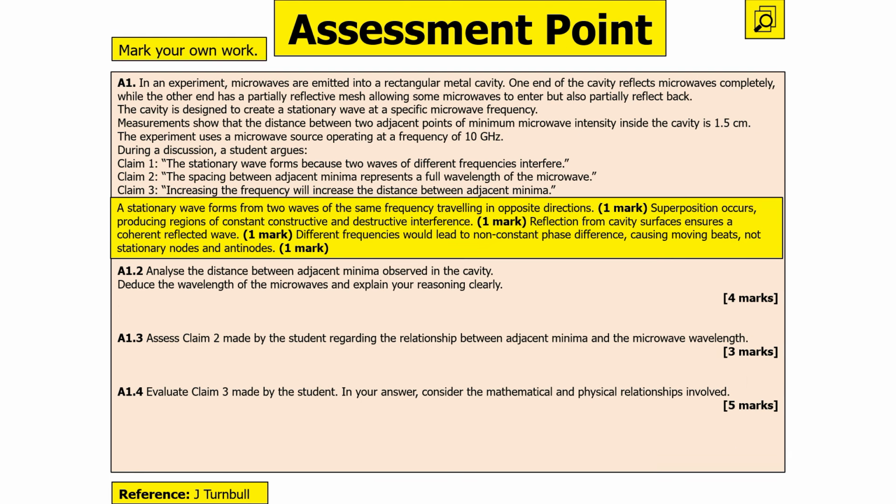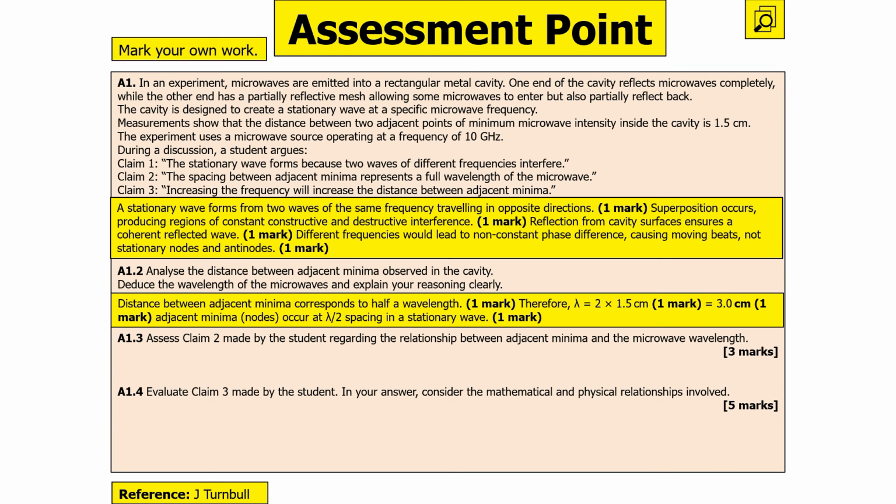Okay, in the first one, a stationary wave forms when two waves with the same frequency are travelling in opposite directions. Superposition occurs, producing constant regions of constructive and destructive interference. The reflection from the cavity surfaces ensures a coherent reflected wave. Now, different frequencies would lead to a non-constant phase difference, causing moving beats but not a stationary wave pattern. The next one, the distance between adjacent minima corresponds to half a wavelength, so therefore the wavelength is going to be 2 times 1.5 centimeters, which is 3 centimeters. So adjacent minima occur at λ/2 spacing in a stationary wave.